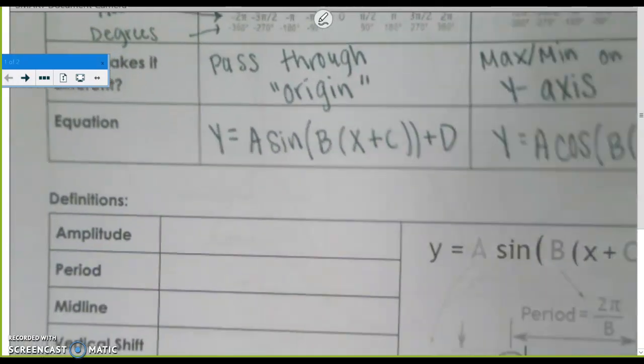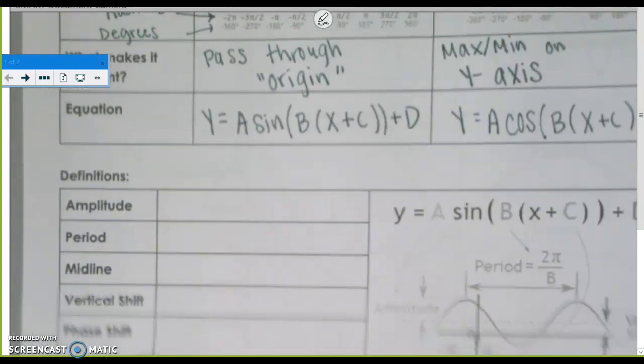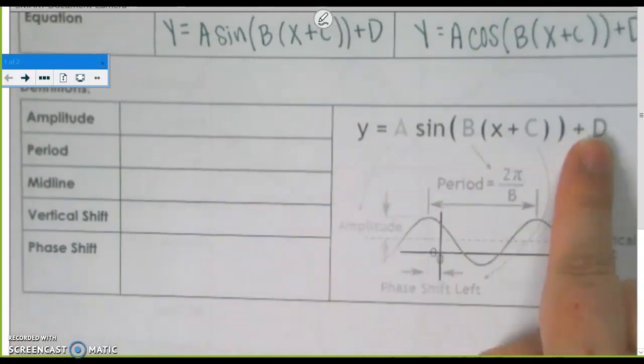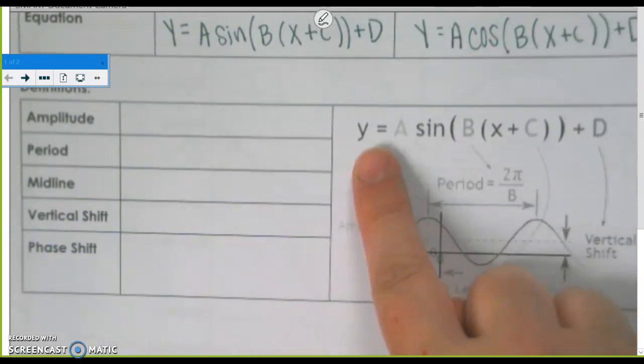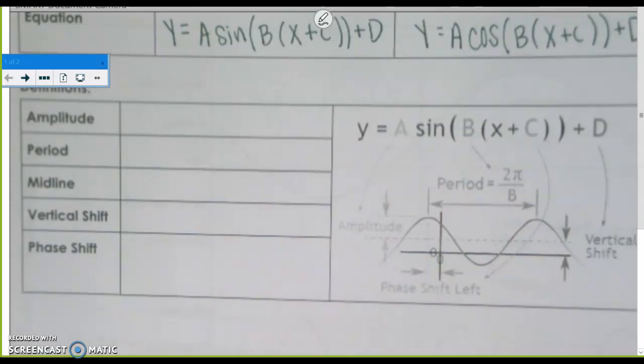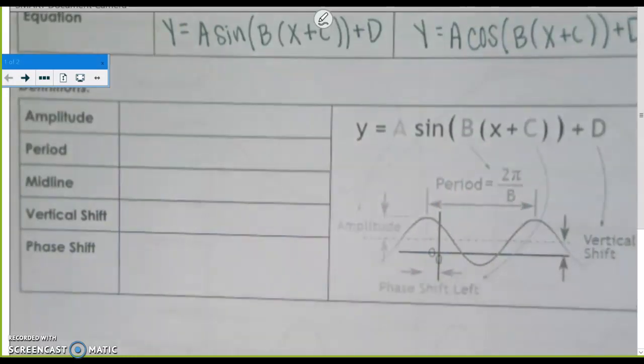All right, so key features. This is the transformation part of the equation. Every letter that you see in here is doing something to the graph. Either stretching it, making the maximums and the minimums higher and lower. It could also be stretching it out horizontally, making the wavelength longer or shorter. Could be shifting the entire graph up and down, or shifting the entire graph left and right.